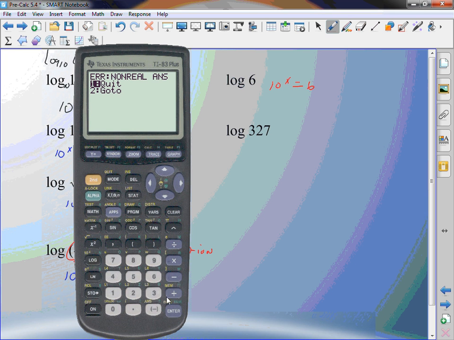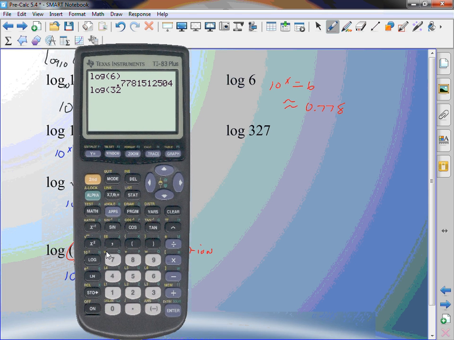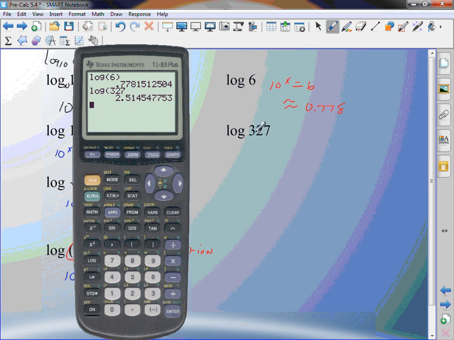So I'm going to use log of 6, which gets me approximately 0.778. Yeah, that's what we're trying to do. And this one I'm just going to take log of 327. It is about 2.515. Questions on basic logs right now?